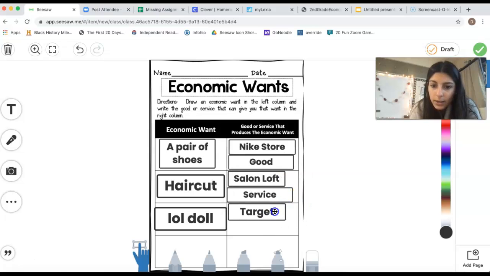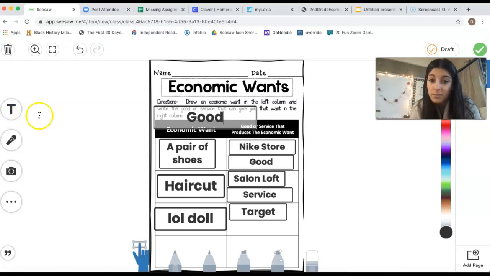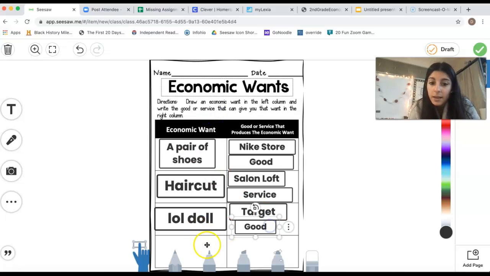I can go to Target, and is an LOL doll a good or is it a service? Nobody's doing anything for me, so that means it's a good. It's something that I can touch and feel and take home. So it's a good. I'm going to label it as a good. And then do one more.